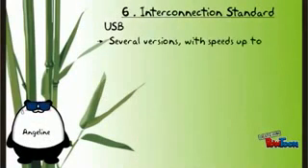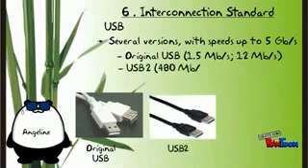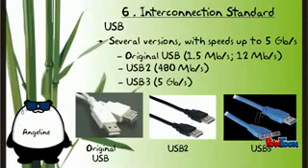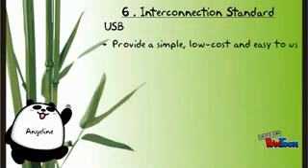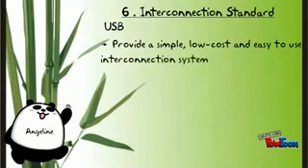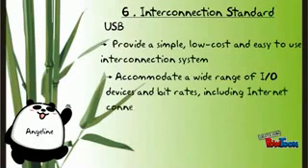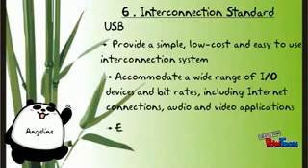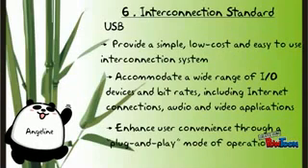There are several versions with speeds up to 5 gigabits per second: the original USB with 1.5 megabits per second to 12 megabits per second, USB 2 up to 480 megabits per second, and USB 3 up to 5 gigabits per second. USB provides a simple, low-cost, and easy-to-use interconnection system. It accommodates a wide range of I/O devices and bit rates, including internet connection, audio and video applications, and enhances user convenience through a plug-and-play mode of operation.